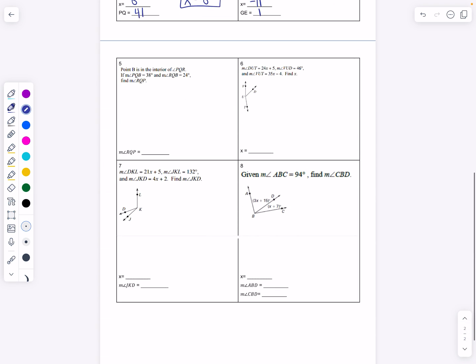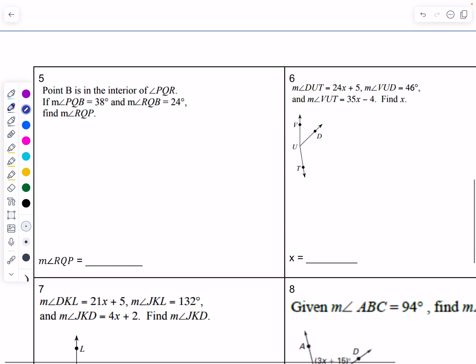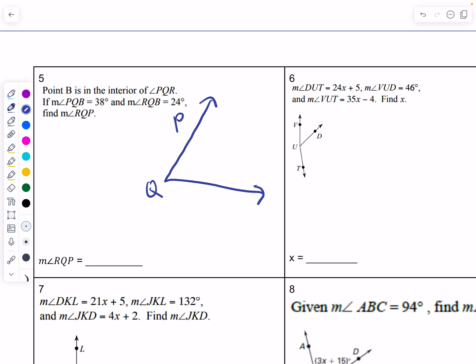And now we're going to look at the angle addition postulate with algebra. You notice on the first one it says that point B is on the interior of angle PQR, but it doesn't have a picture. So if in doubt, we're always going to draw it out. So here's P, Q, R, and then B is happening somewhere on the interior. I don't know exactly where, so I'm just going to draw it right here. Again, this is just a rough sketch.